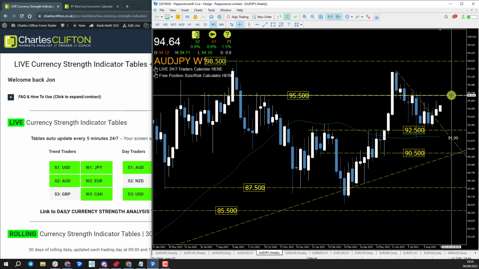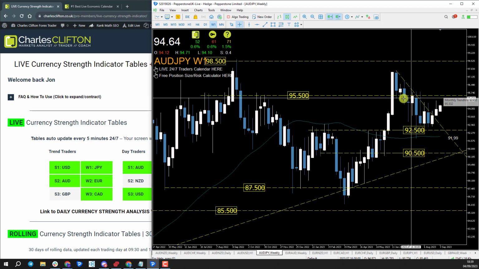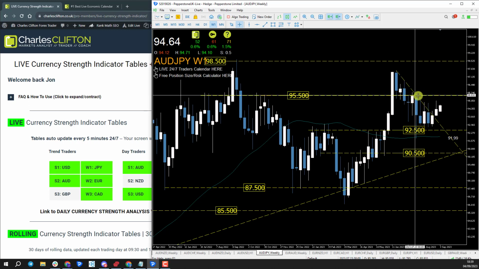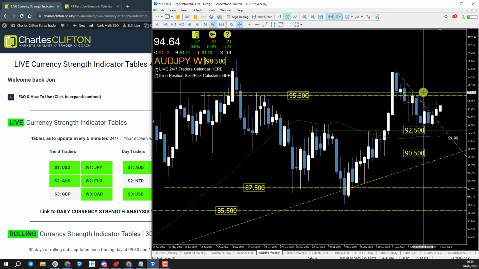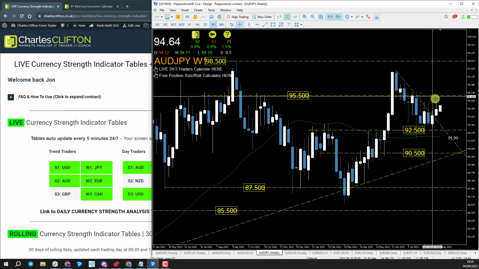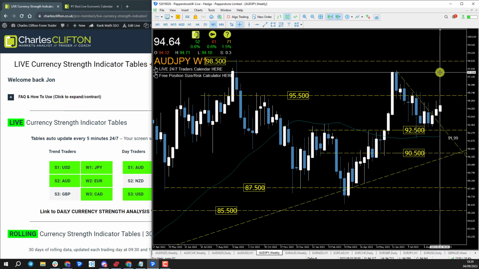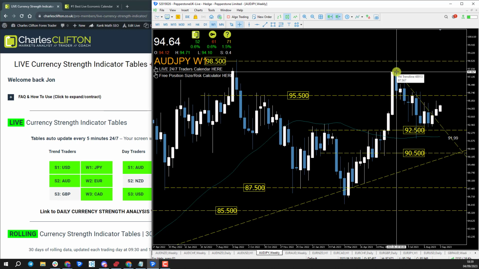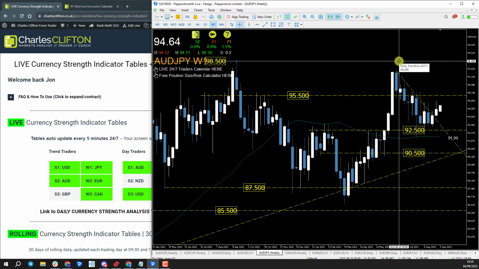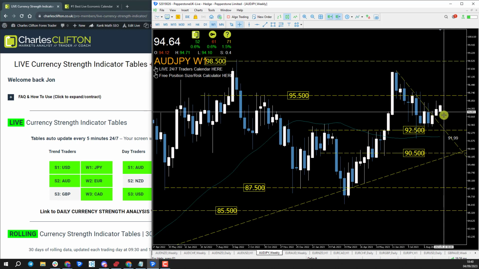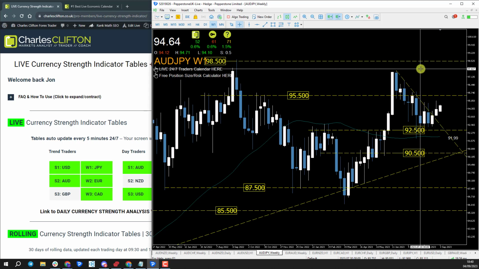Now we do have this resistance in the way at 95.50. It was ignored, but it has then been tested again most recently, so there might be a bit of a sticking point around about this 95.50 handle. A break above that 95.50 would be ideal. It would give us opportunities to trade to the 97.50, which are the highs that formed on the 18th of June, and then potentially up into the 98.50, which was this high that formed back in September of 2022. So lots of potential upside if this market does continue to go.